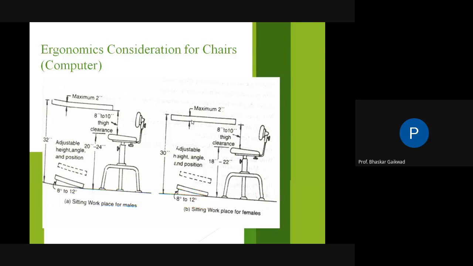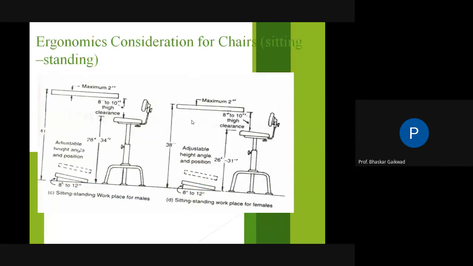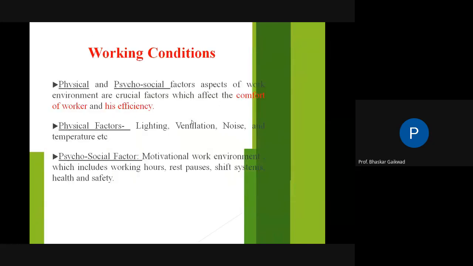So, ergonomic considerations for chairs. While designing chairs, there are examples. Before ergonomics, the chair was stable, made of wood. But nowadays it is adjustable, supports your backbone, and sometimes is fully automatic using a pneumatic or hydraulic unit. So here are ergonomic considerations for chairs; a standing chair is also there.